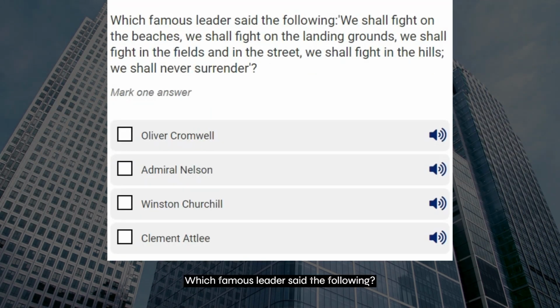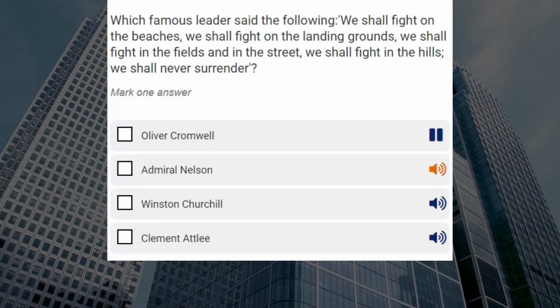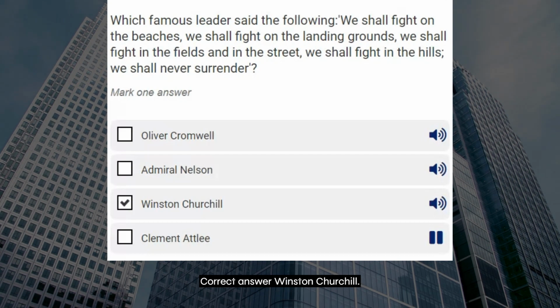Which famous leader said the following: "We shall fight on the beaches, we shall fight on the landing grounds, we shall fight in the fields and in the street, we shall fight in the hills, we shall never surrender"? Oliver Cromwell, Admiral Nelson, Winston Churchill, Clement Attlee. Correct answer, Winston Churchill.